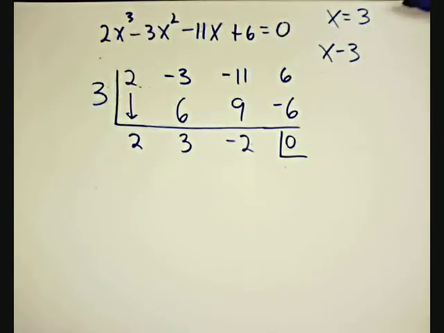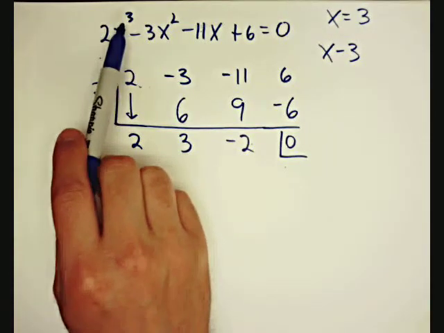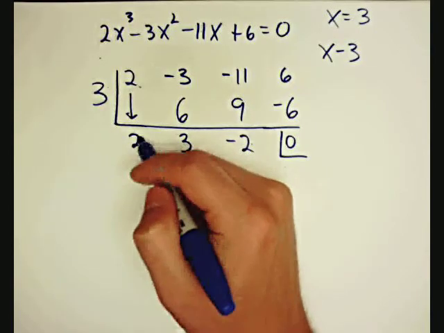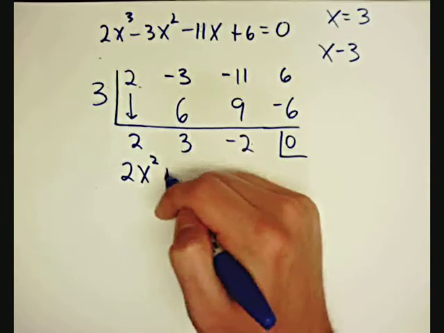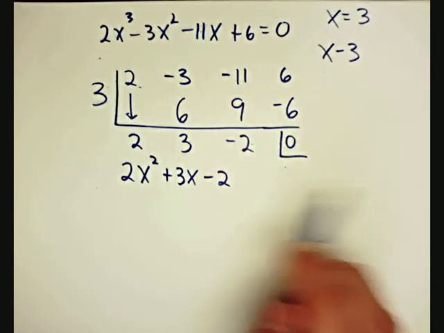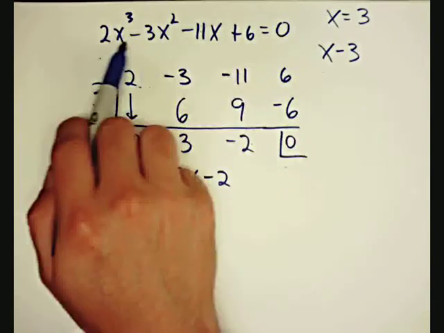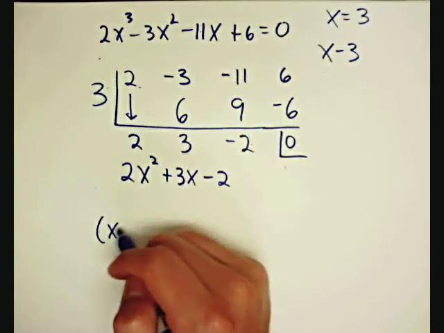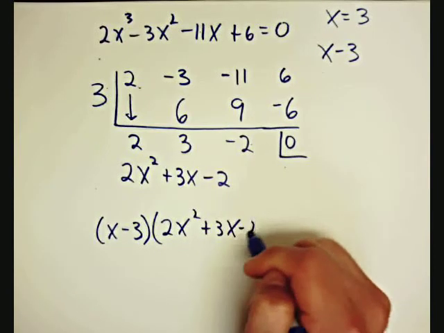Okay, make a note that if you're given a 0, or if you know something is a 0, then your remainder had better be 0. Otherwise your division did not work correctly. Our polynomial was 2x cubed, so our quotient should start with x squared. 2x squared plus 3x minus 2. So there's our quotient, and what that tells me is that this polynomial factors into x minus 3 times 2x squared plus 3x minus 2.